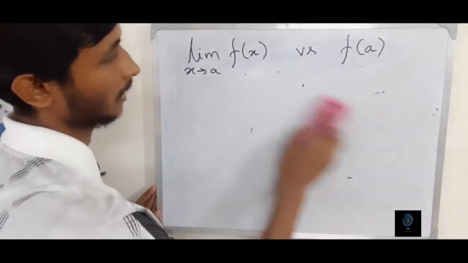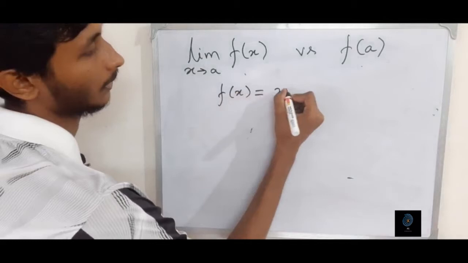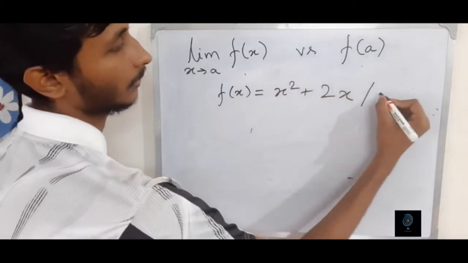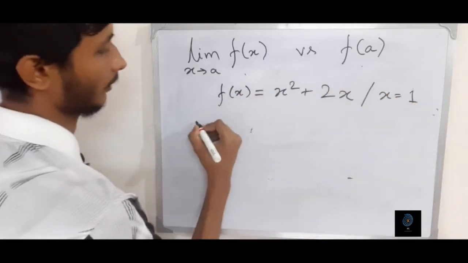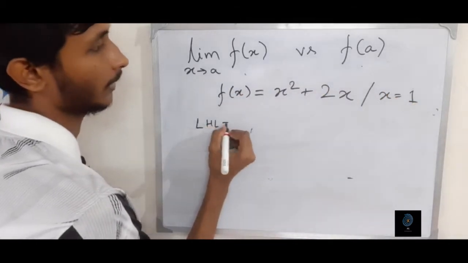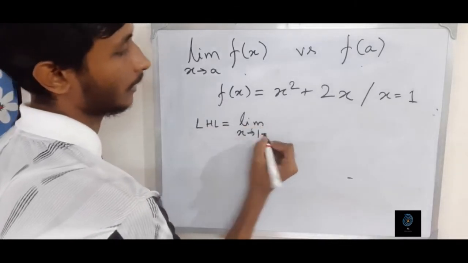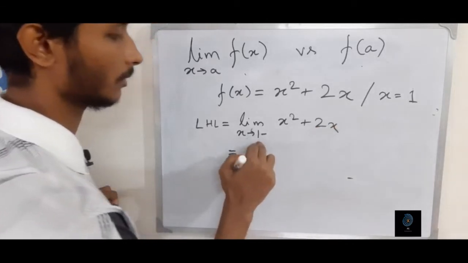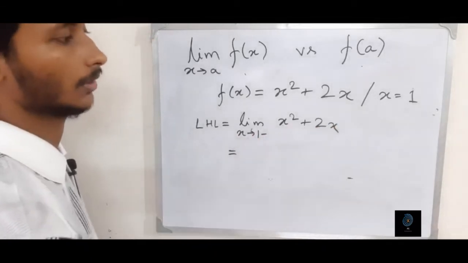So suppose we take f(x) equal to x square plus 2x in this case, and we try to compute both the limiting value and the value at x equal to 1. So what will be our left hand limit? Left hand limit will be limit x tends to 1 minus of x square plus 2x. So when x tends to 1, what will x square tend to? x square will also tend to 1.